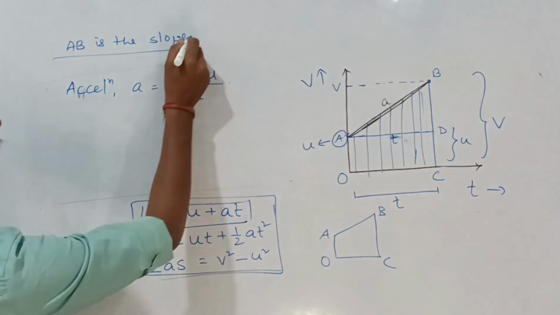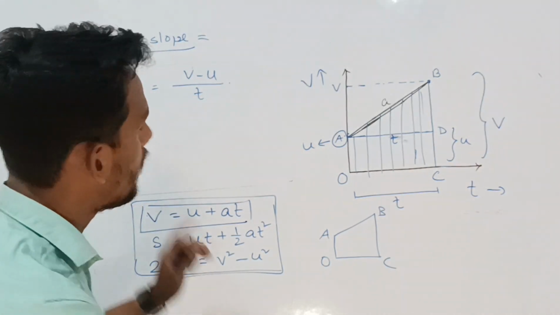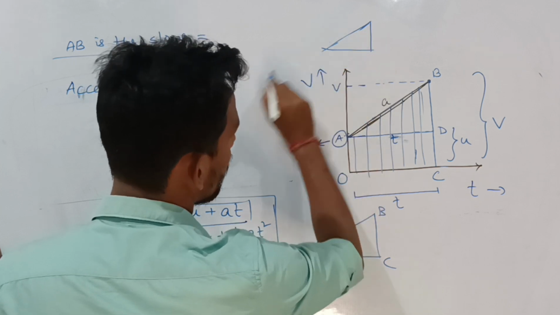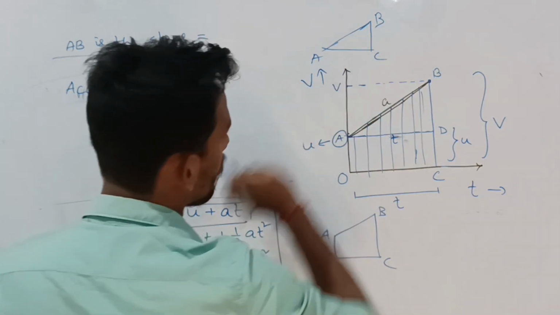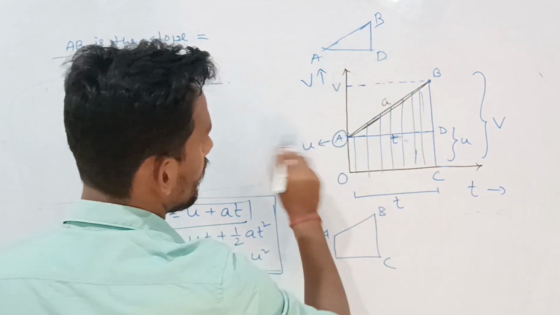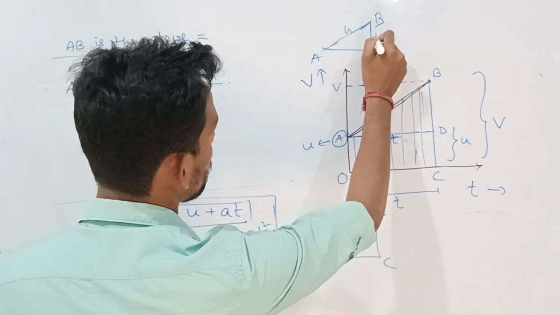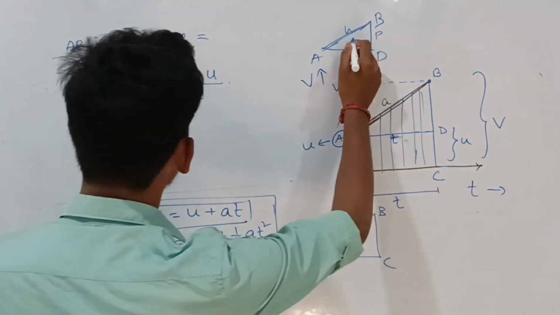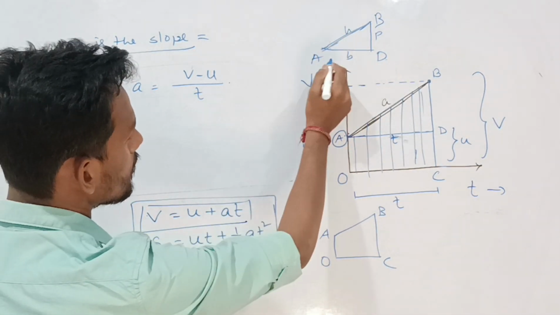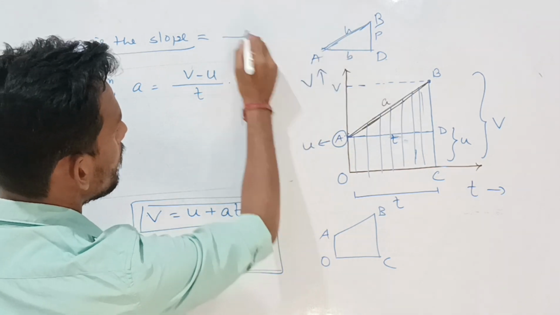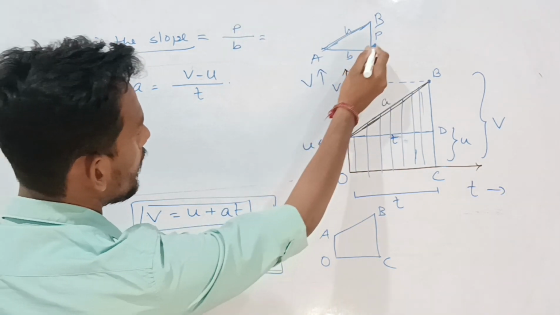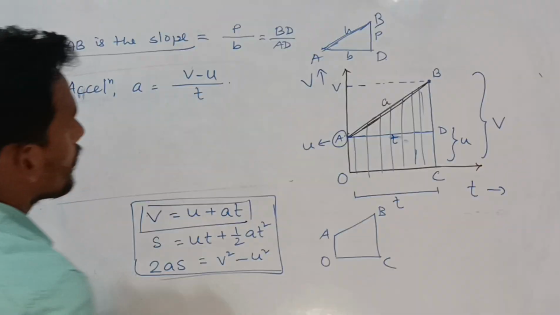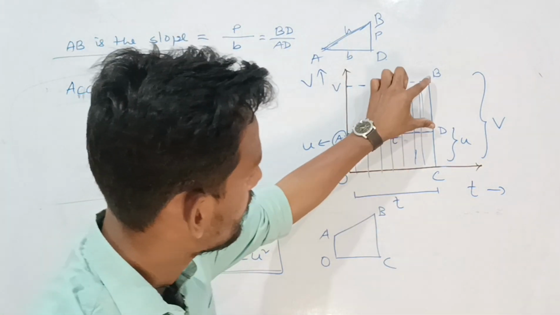You will learn this in class 10. How can you find the slope? This is a right angle triangle ABD, not C, it is D. In this right angle triangle, this is the hypotenuse, this is the perpendicular, this is the base. So the slope AB gives the acceleration. Slope is given by perpendicular divided by base. Means perpendicular is BD and base is AD. So what is BD? This distance is BD.